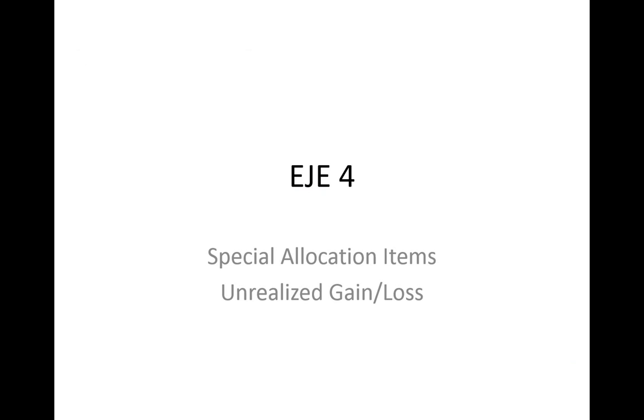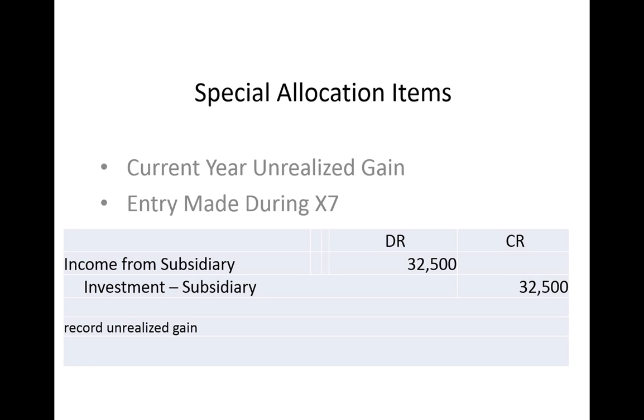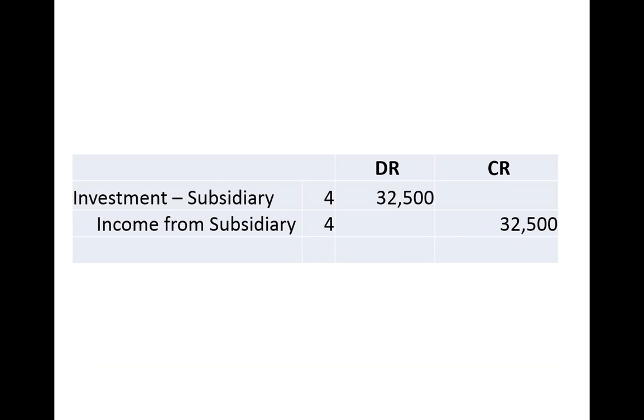Let's start with the equity method entries that we made during the year. If you remember correctly, the first one we did was the unrealized gain, and we removed that, so we debited income from subsidiary, credited the investment for $32,500. Well, with the EJE process, we need to eliminate that, so we're going to make the following entry. Debit investment subsidiary, credit income sub.